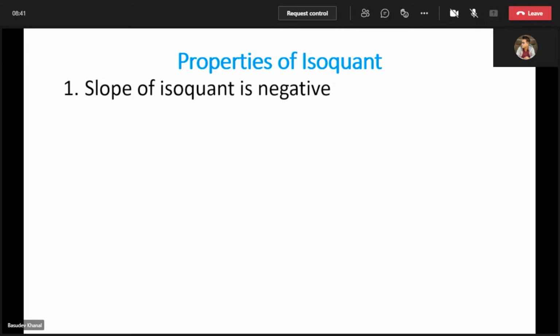What is the reason? To increase 1 unit of labor, the producer must reduce some units of capital to remain on the same level of output. That's why the isoquant is negatively sloped. When the producer moves from combination A to B, let's say, along the isoquant, he or she must reduce some units of capital to increase 1 unit of labor. That's why it has a negative slope.